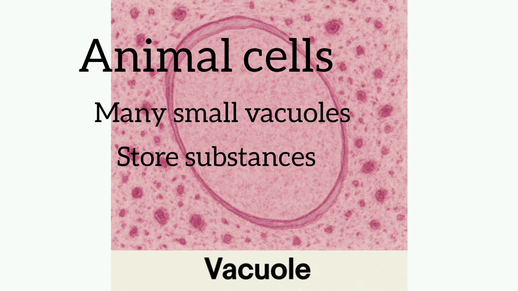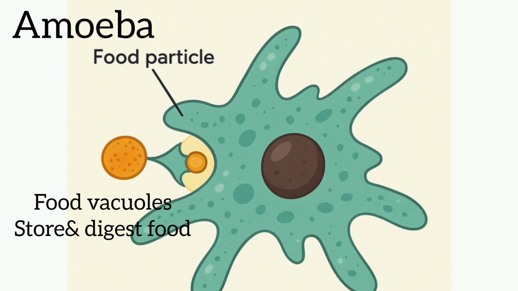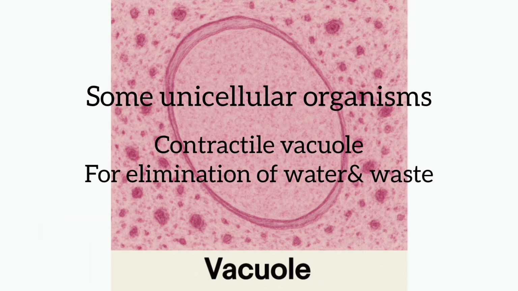In unicellular organisms like amoeba, food vacuoles are present, and these food vacuoles store and digest food. Some unicellular organisms have contractile vacuoles. Contractile vacuoles help to remove extra water and waste from the cell, because they have only one cell, and all the processes of their body have to be carried out by that single cell with different organelles. This contractile vacuole is for the excretion purpose in unicellular organisms.